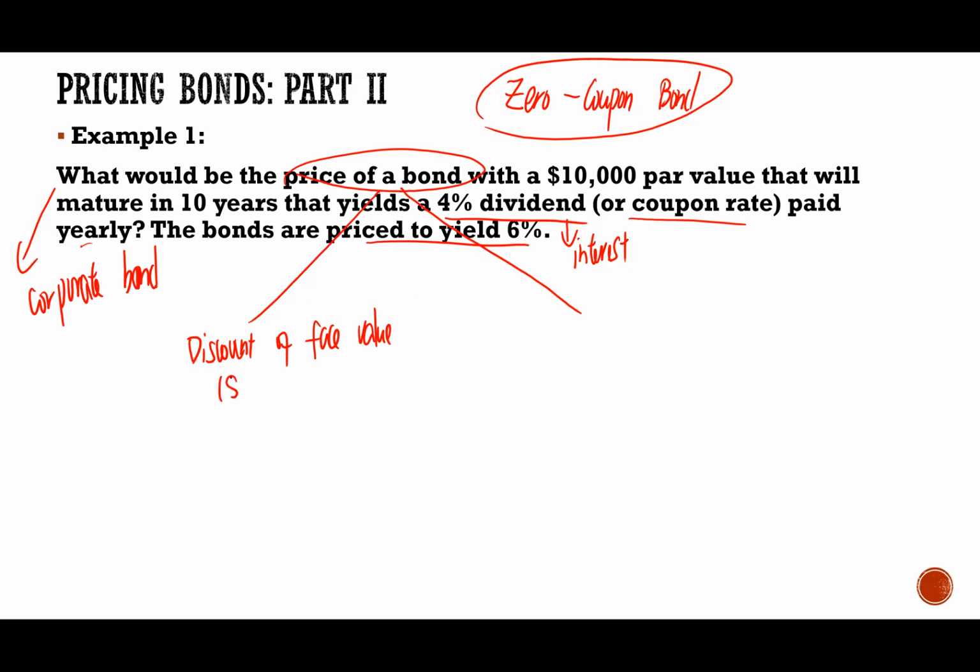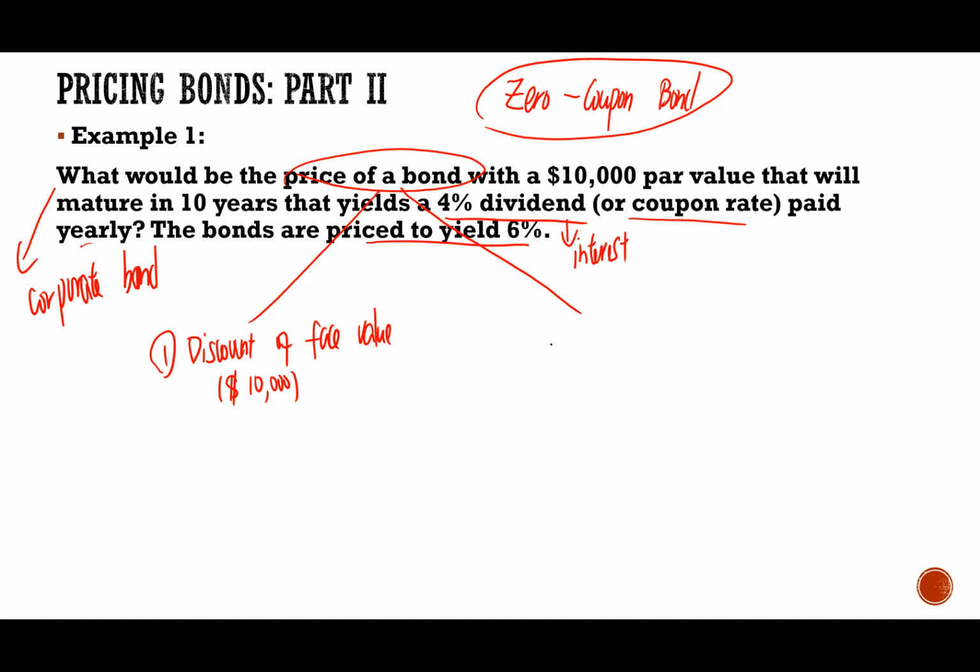Here is $10,000. Because remember, $10,000 in 10 years, it's worth a lot less right now, right? The future value is always less, because of inflation. So every year the money is worth less. That's why $10,000 in 10 years is worth a lot less right now. So this is the first source of the price of the bond: the discount of the face value.